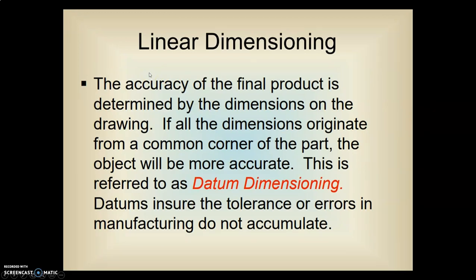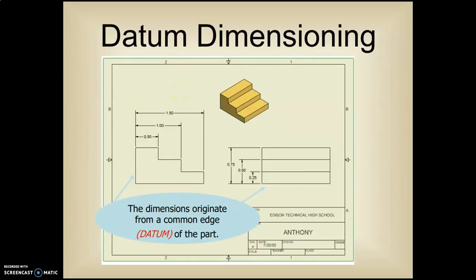Linear dimensioning. The accuracy of the final product is determined by the dimensions on the drawing. If all dimensions originate from a common corner of the part, the object will be more accurate. This is called datum dimensioning. Datums ensure the tolerance or errors in manufacturing do not accumulate.